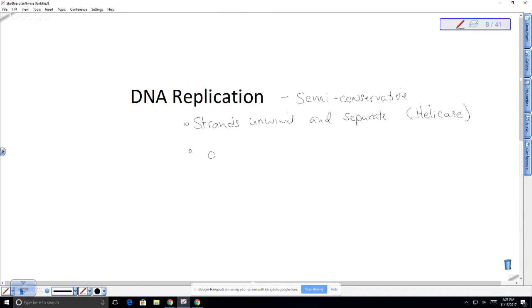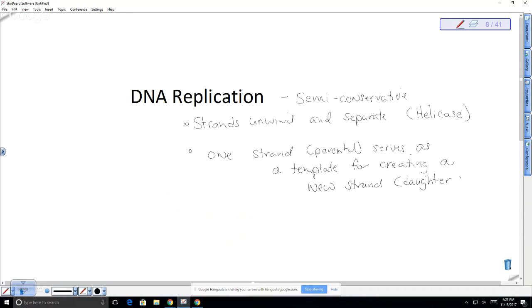Okay. One strand, which is called the parental strand, serves as a template for creating a new strand, which is called a daughter strand. I don't know why they use daughter, it could be son, but they tend to use daughter here, like daughter cells or sister chromatids, right? So they produce a daughter strand.